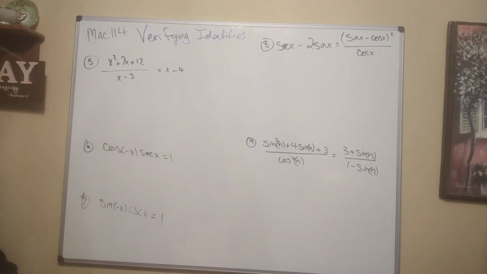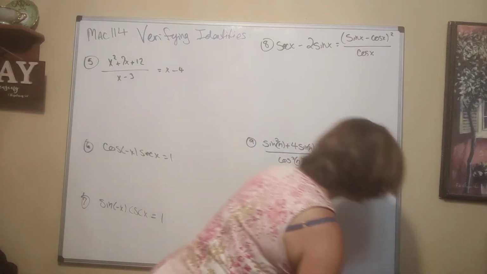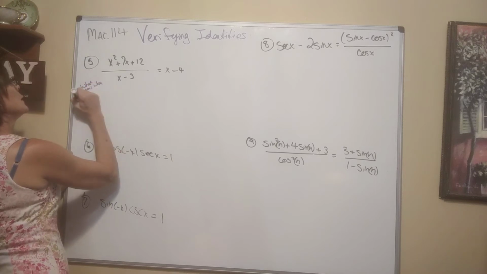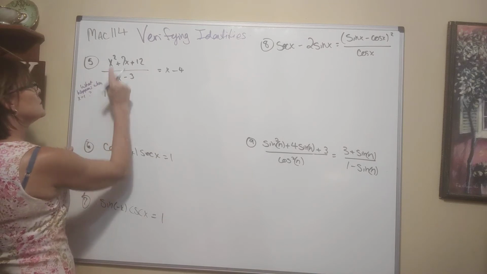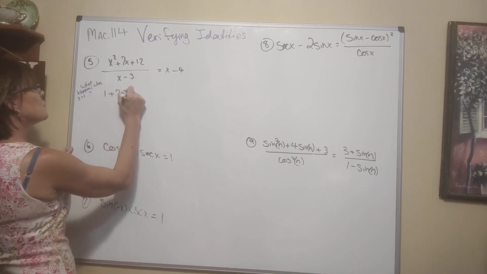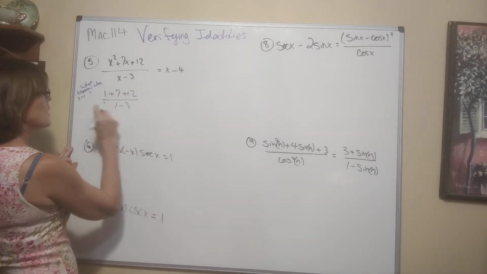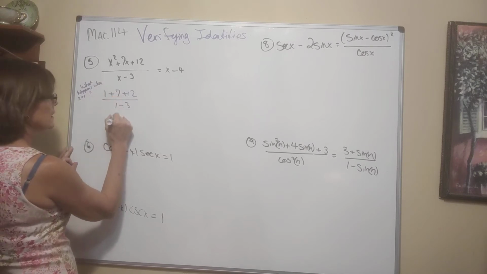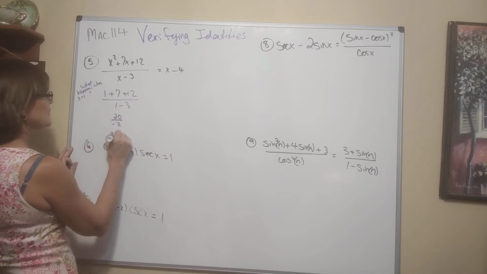All right, so anything else? Let me just see. I'm going to stick in 1, see what happens when x is 1. If I let x be 1, then I've got 1 squared, which is 1, plus 7 times 1, which is 7, plus 12, over 1 minus 3. On this side I'll get 20 in the numerator, and 1 plus negative 3, negative 2 in the denominator. I get negative 10 on this side.